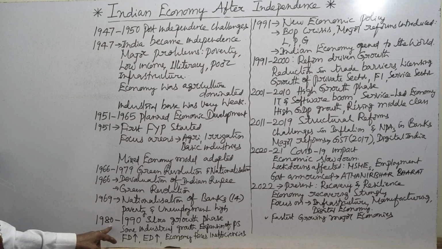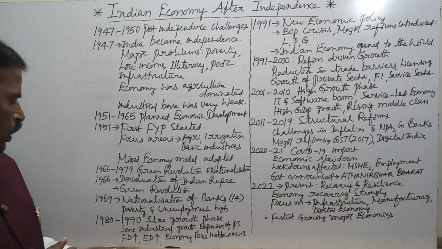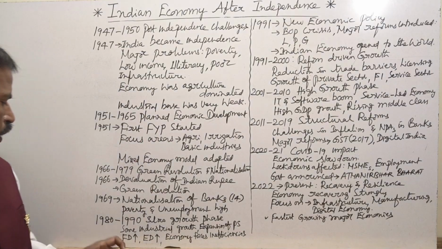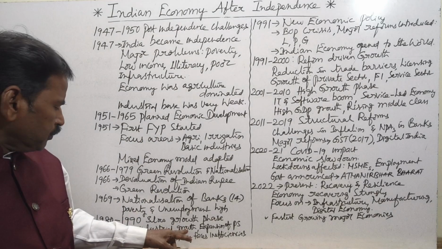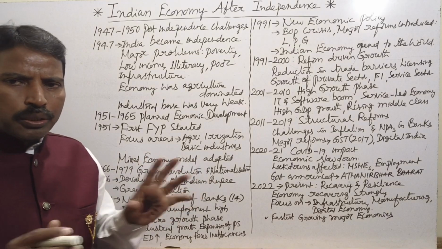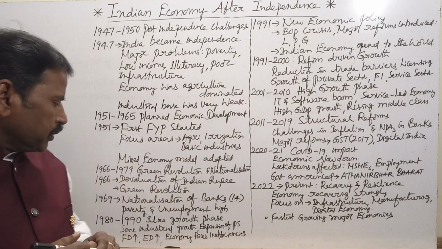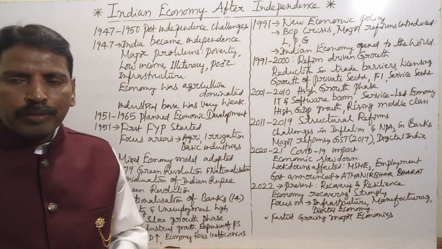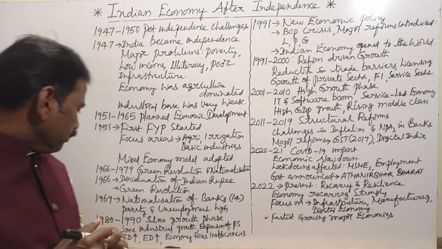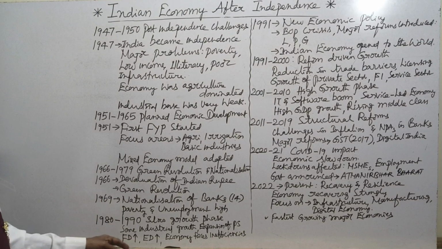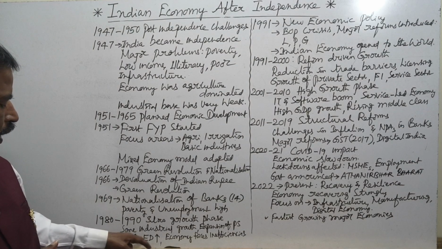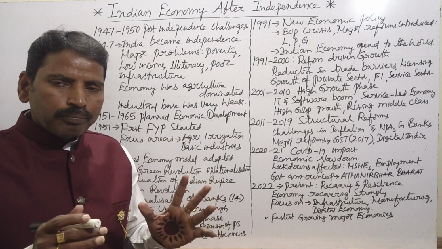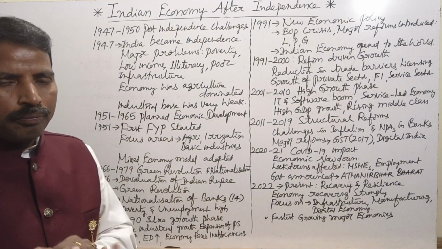So in 1980 to 1990, the slow growth phase. There is some industrial growth, but it is not up to the mark, and there is expansion of the public sector. At the same time, the fiscal deficit is more and external debt is also more.